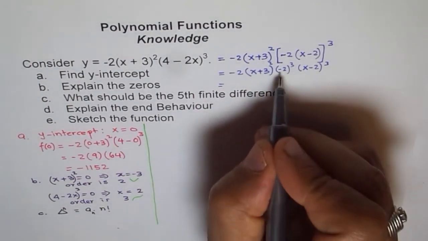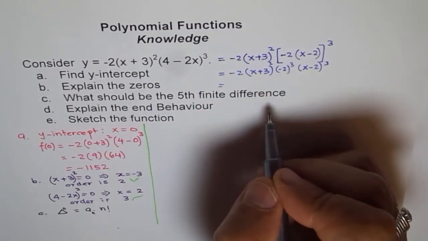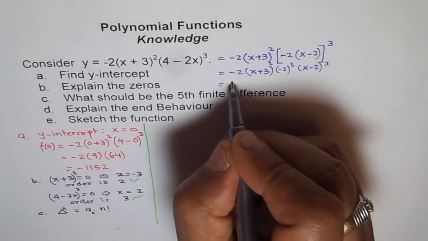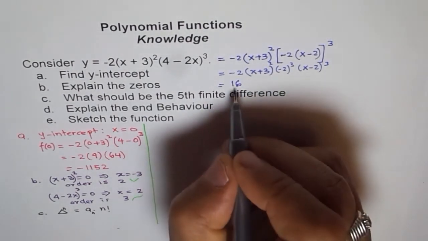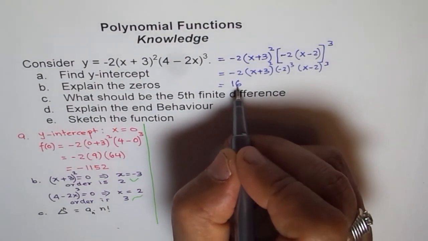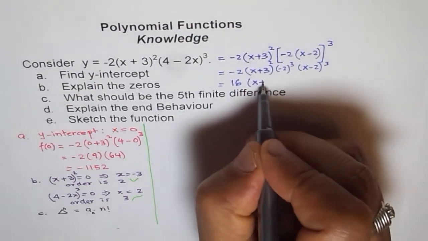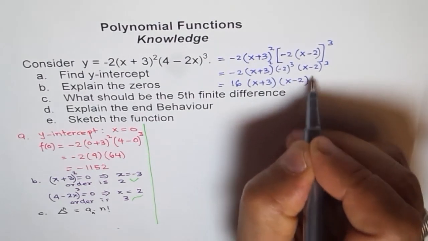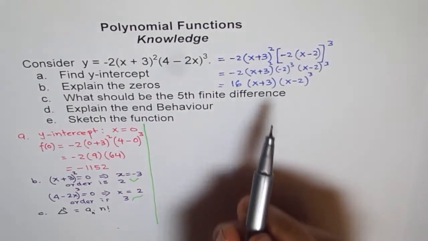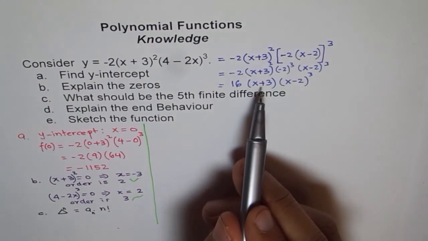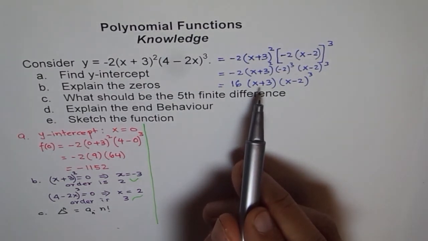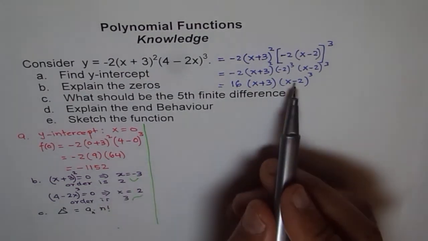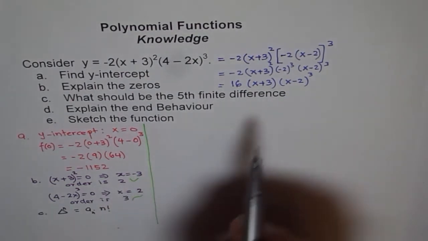And minus 2 cube is minus 8. Minus 8 times minus 2 is plus 16. So the leading coefficient becomes 16 for us. And I'll write the other terms, x minus 2 cube. Do you see, our zeros are same. Zeros are at x equals minus 3 of order 2 and at x equals 2 of order 3, correct?